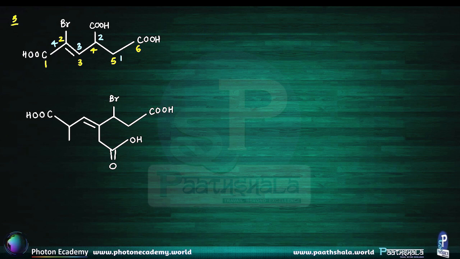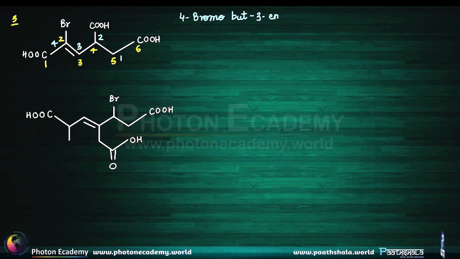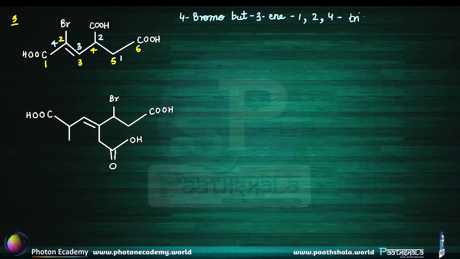So here we have 4-bromo, then we have but, that is the 4 carbon chain that we are counting, 3-ene. At 3 we have a double bond, then at 1, 2, and 4 we have carboxylic acid, so we write 1, 2, 4 tricarboxylic acid. So this is the first way of naming this.